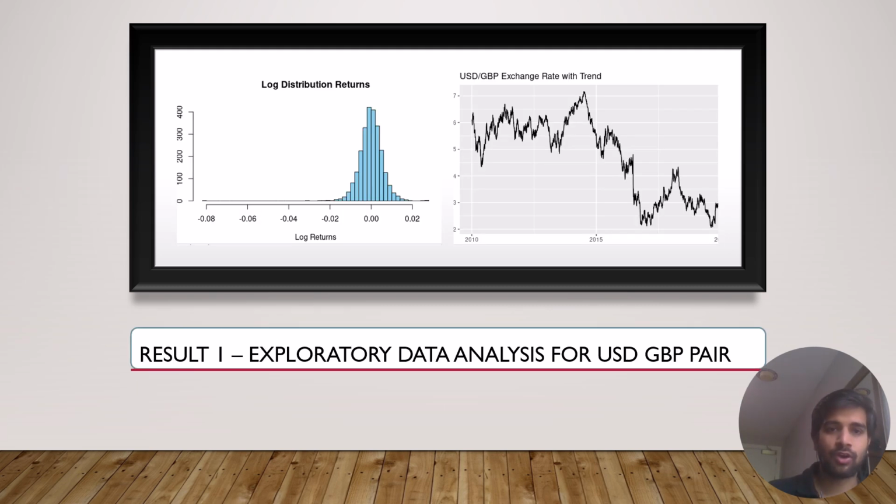And here we plot the log distribution of returns, and we can see the log returns are somewhat following a log normal distribution between negative 0.02 and positive 0.02. And on the right side there is the USDGBP exchange rate with trend. As we can see, it drops from 1.6 to 1.2 because of the change in the macroeconomic events.